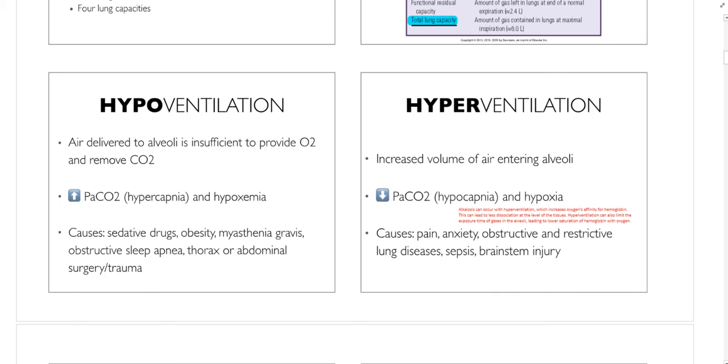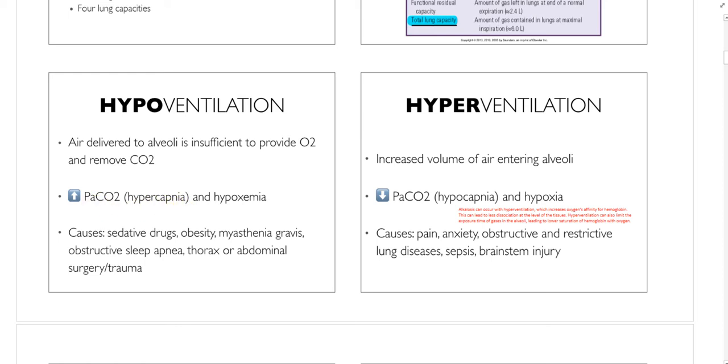So hypoventilation, this is ventilation that is too slow compared to what your body needs, and we don't have enough movement to allow for O2 to go to the tissues or remove CO2. We're going to end up with increased CO2 or hypercapnia. That's a term for increased CO2.